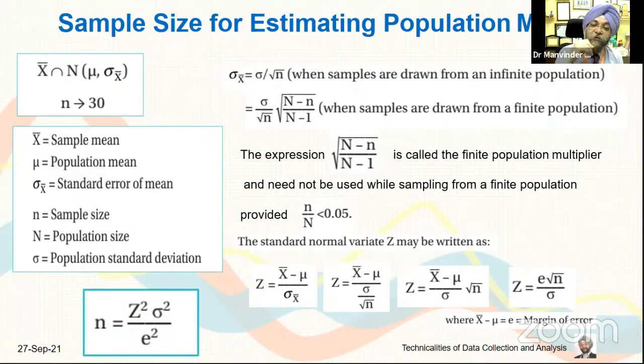The margin of error is the sample mean minus the population mean. That is E. If we know the remaining things, we can directly calculate this. We will be doing some questions on this. So please note down: n is equal to Z square sigma square upon E square. How will we calculate n? N is the sample size, which is equal to Z square sigma square upon E square.